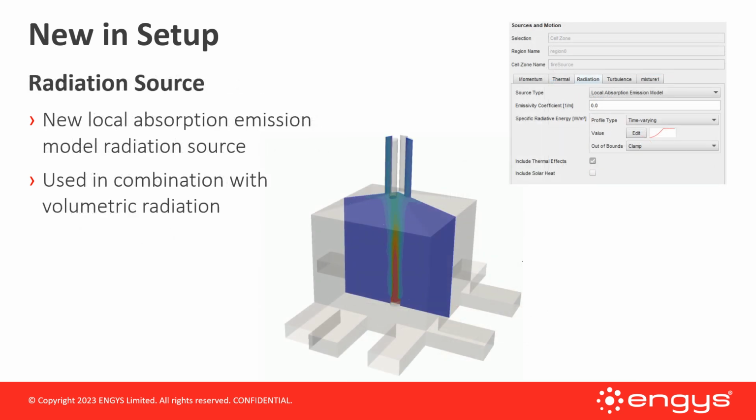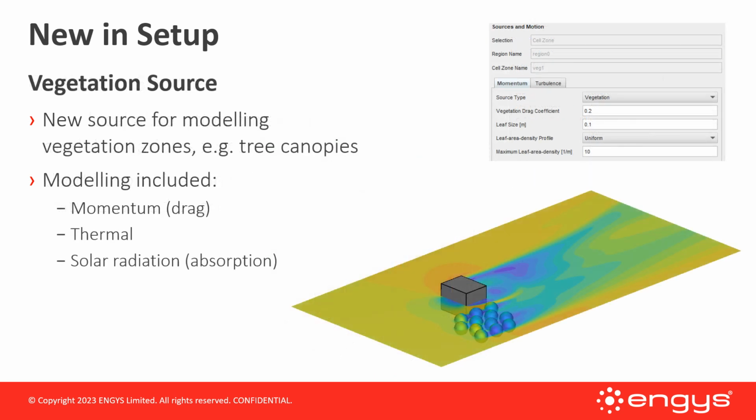This source can be used to define a radiation source on a cell zone that accounts for both absorption and emission. To activate radiation sources, volumetric radiation should be enabled. A new vegetation source has been added, which can model the effects of trees on momentum, thermal, and humidity properties. Several options are available to the user for specifying the physical characteristics of the vegetation, such as the leaf area density, drag coefficient, and solar radiation absorption fractions, amongst others.